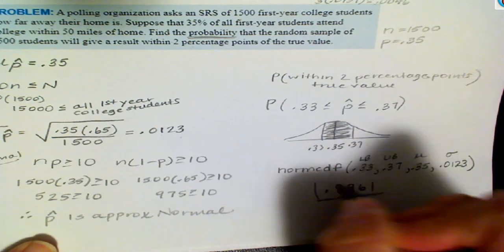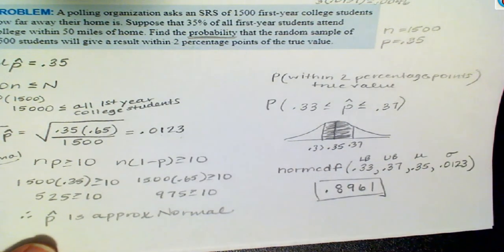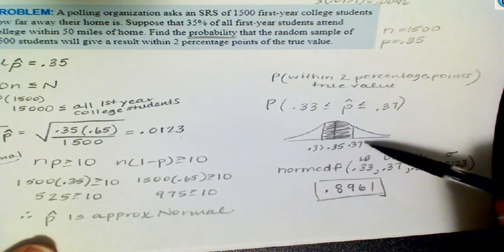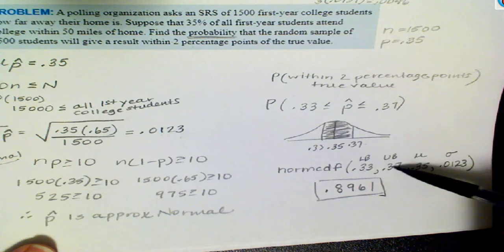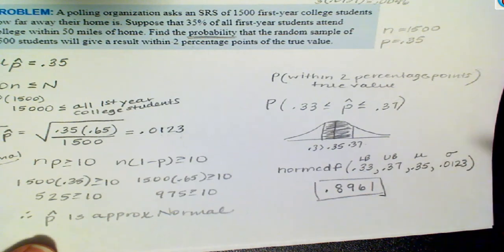Now I know some of you have done z-scores. If you did a z-score, you would find that for each of these, and that would be your lower and upper bound. And if you use a z-score, you would use 0 and 1 for the mean and standard deviation here.